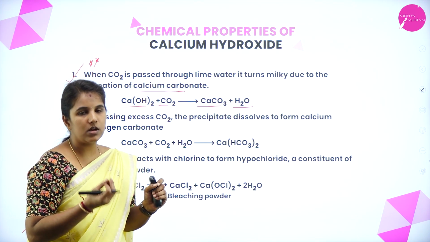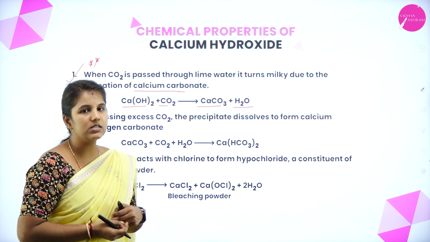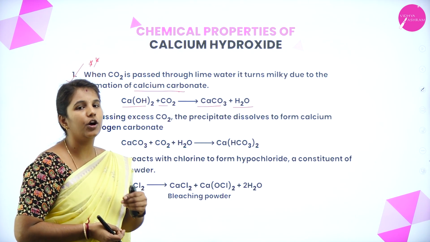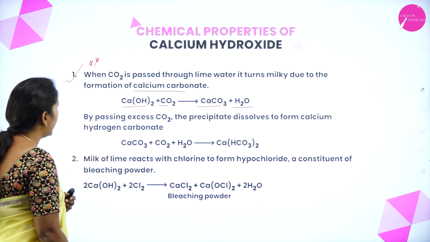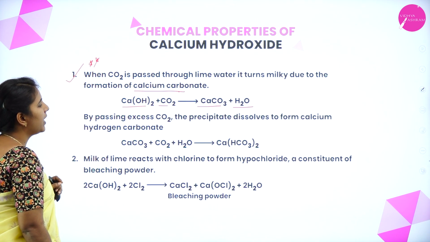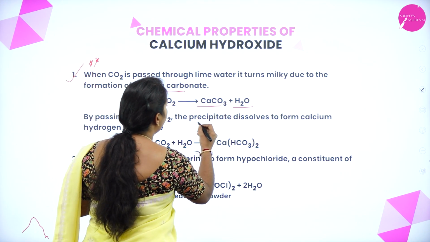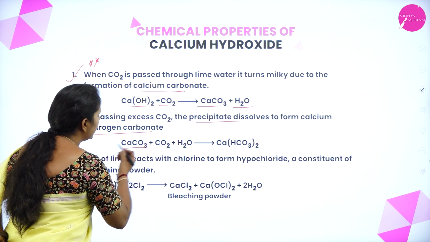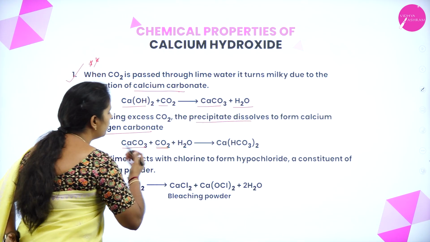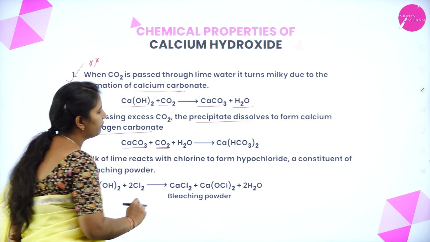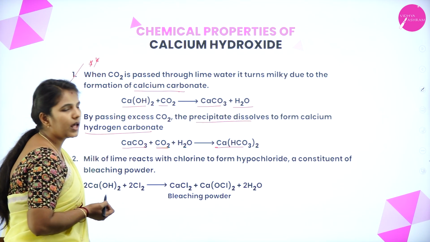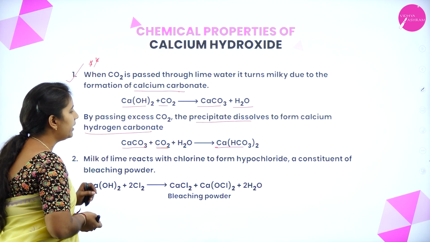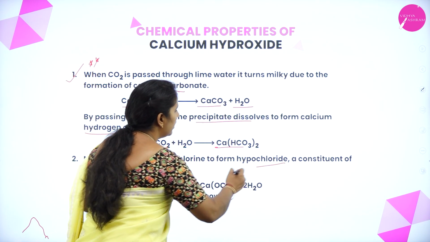Suppose your salt is calcium carbonate, you will understand this. If you pass the salt solution to the lime water, it turns the lime water milky, and that confirms the presence of carbonate in your compound. Hope you know that. And by passing the excess of carbon dioxide, the precipitate will be dissolved to form calcium hydrogen carbonate. Suppose you take the calcium carbonate and again react it with excess of carbon dioxide, it forms what? Calcium hydrogen carbonate.